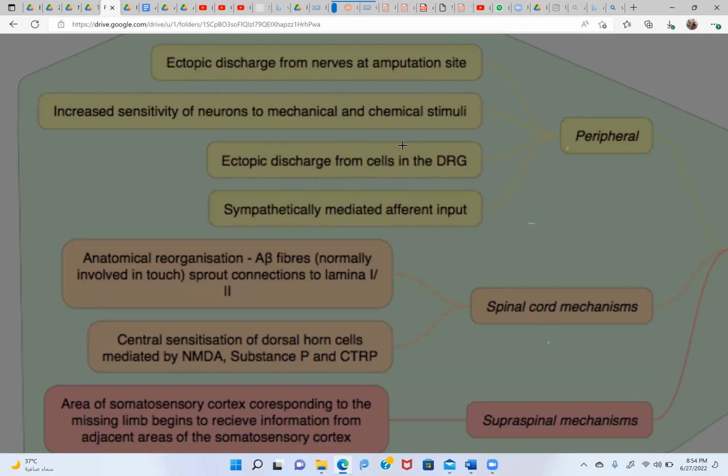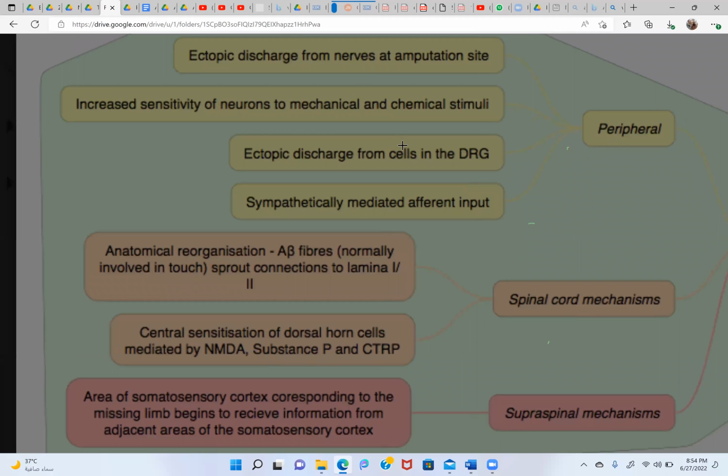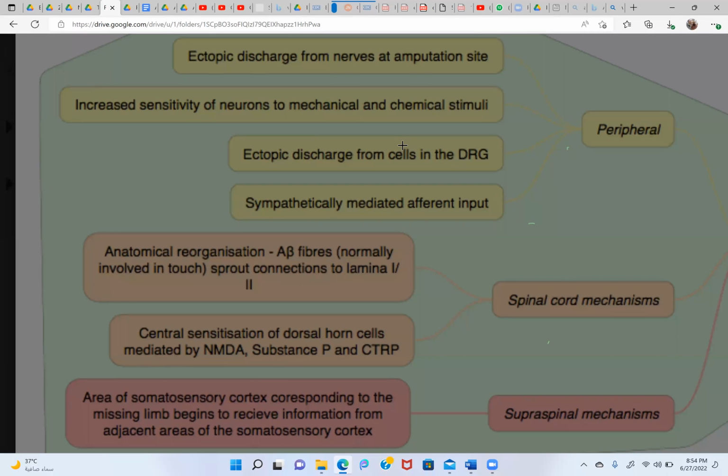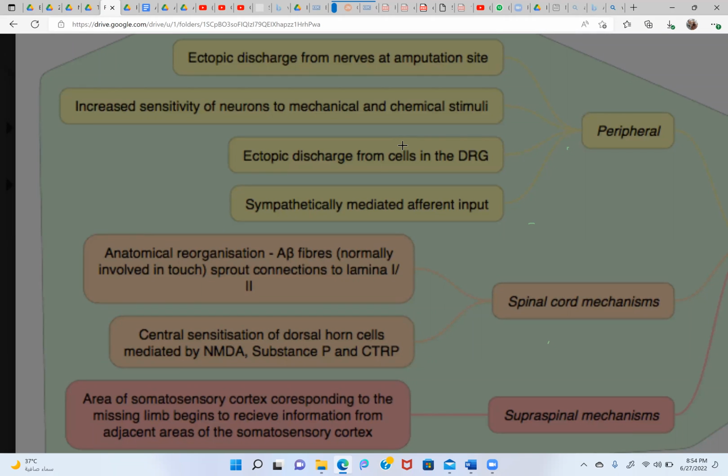Yes, that's what I just discussed in neuropathic pain as well. So the pathology is actually the same as written here. There is central sensitization of the dorsal horn cells, and there is anatomical reorganization.